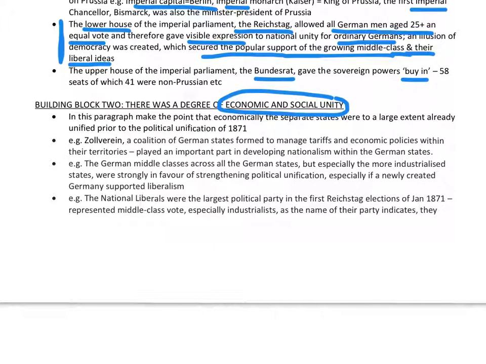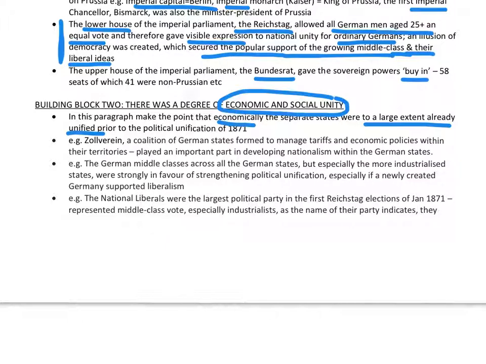In this paragraph, make the point that economically the separate states were to a large extent already unified before the political unification of 1871. Ever since, it was actually 1833, a customs union had been formed, which was kind of like a union of German states. It wasn't a political union.